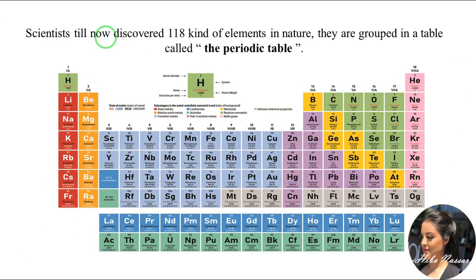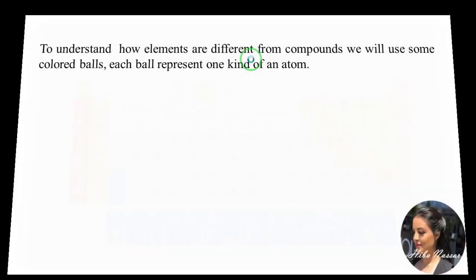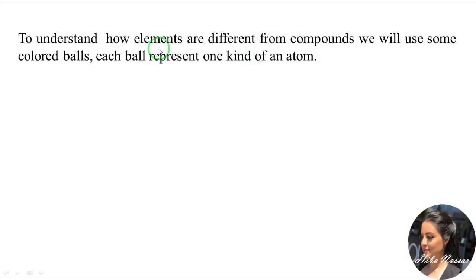Scientists till now discovered 118 kinds of elements in nature. They are grouped in a table called the periodic table, and we will talk about it later on in detail. To understand how elements are different from compounds, we will use some colored balls. Each ball represents one kind of atom.